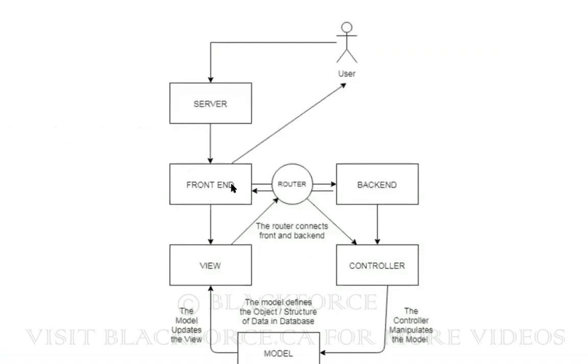So just know this is the front end. Maybe the user is here. The user communicates with the backend through routes. The backend controls or computes everything. So the router connects front and back end, and the backend controls everything in the controller layer of the whole application. The controller manipulates the model. The model defines the object structure of data in the database.